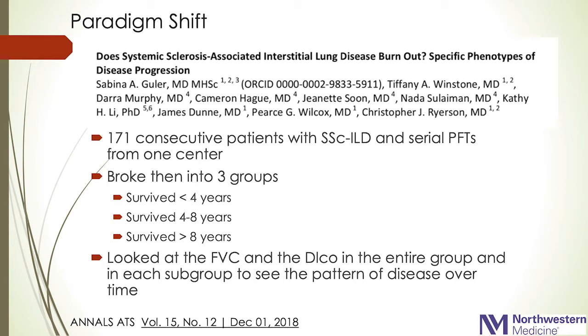This is one study. It's a single center study, so we always have to interpret that with some caution. It was a significant 171 patients though, so a reasonably large study. And some of these patients were treated. So again, treatment might have impacted what we see here as opposed to what we see in the historical populations we've looked at. But they took these 171 consecutive patients with scleroderma, and they broke them down into 3 groups.